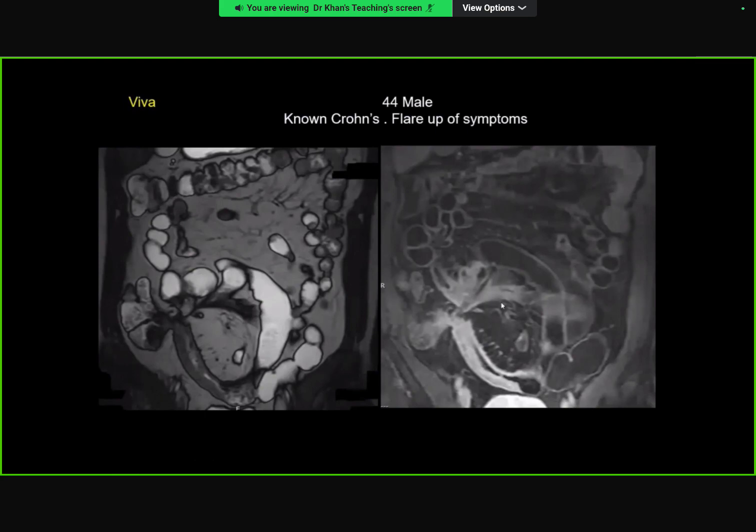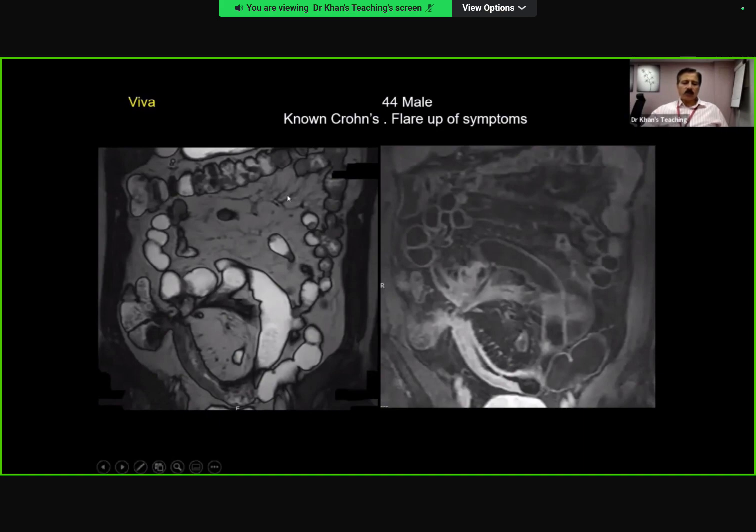Yes, can you hear me? 11, this is a case of Crohn's disease. This is an MRE study. Two sequences have been given to you. This is a T2 weighted sequence. This is a post-contrast sequence. What are your findings, please?